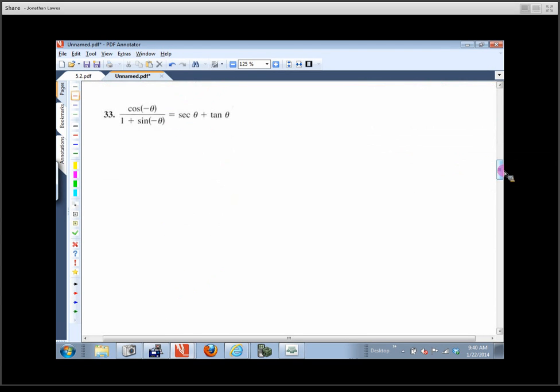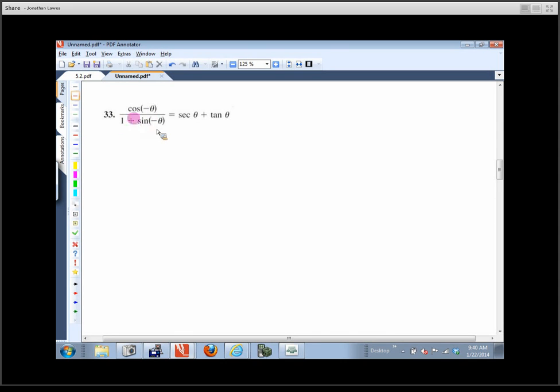Okay, let's take a quick look at 33 and 35, and then we'll probably be done. Peyton, what identities do we have to use on this one right here?